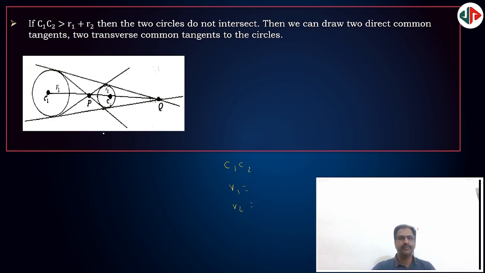Look at this diagram. If the distance between centers is more than r1 plus r2, then one circle lies completely outside the other. And in this case, altogether 4 common tangents can be drawn, 2 are direct and 2 are transverse.